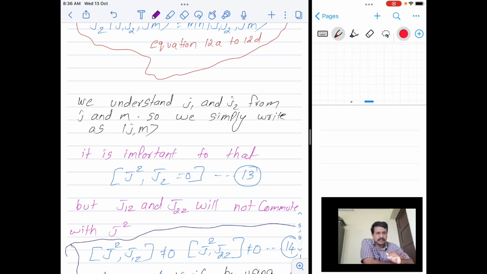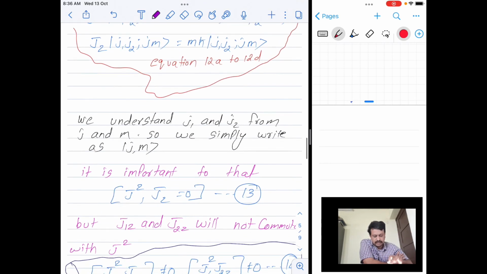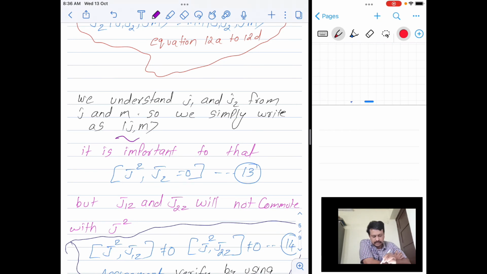But we can get, if J and M values are given, we can determine J1 and J2 from J and M. So we can simply write this J1 J2 JM ket as JM ket. That is a simple relation, and this also we can use.